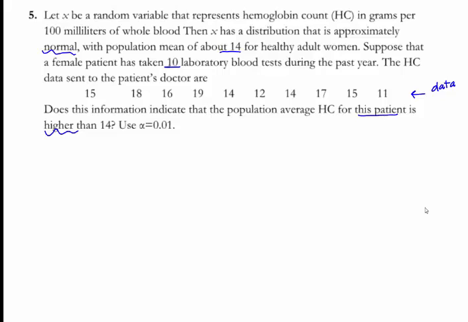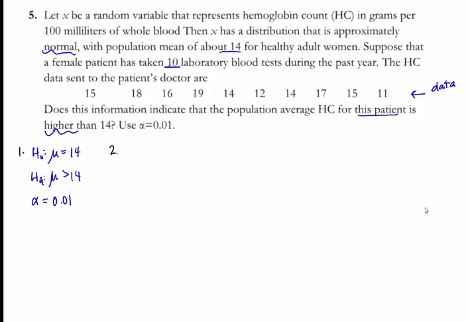So first we need to set up our null and alternative hypotheses. The null hypothesis is that this patient is average, that the mean hemoglobin count for this patient is 14 grams per 100 milliliters. The alternative hypothesis is the thing we're trying to find evidence to support. Is the mean hemoglobin count for this patient really larger than 14? And we're going to run that test at a level of significance of 0.01.